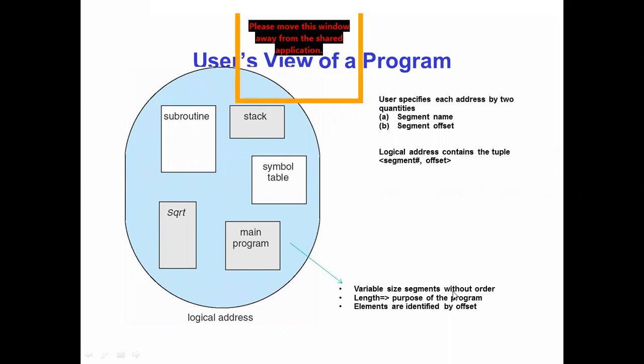So, variable size segments without order. Now how are we going to divide our program? Variable size segments, with length, purpose of the program, and elements identified by object. Whenever we write the program and it goes into the CPU, it generates the logical address. This is the primary stage. After writing the program, as it goes inside the CPU, it creates the logical address. This is called the user view, how we divide our program.